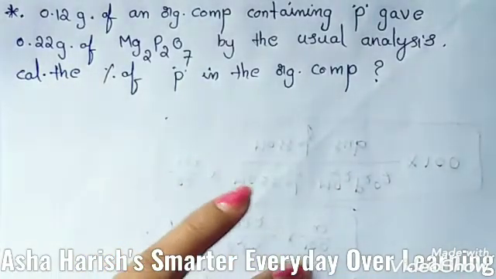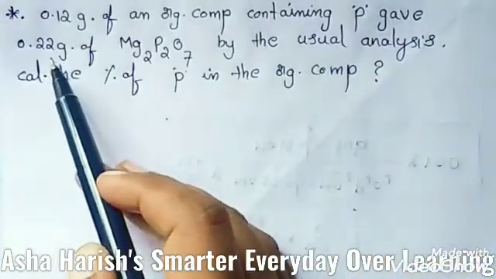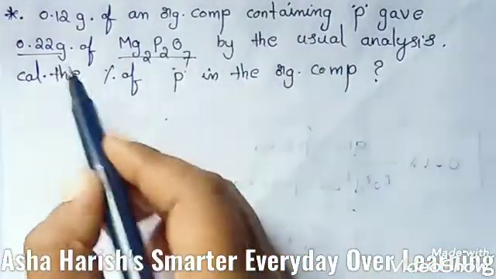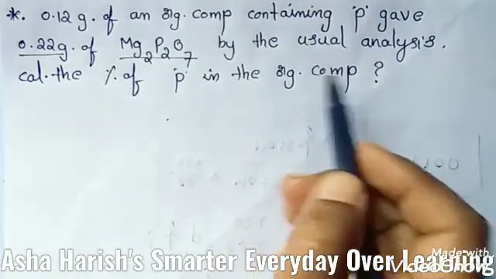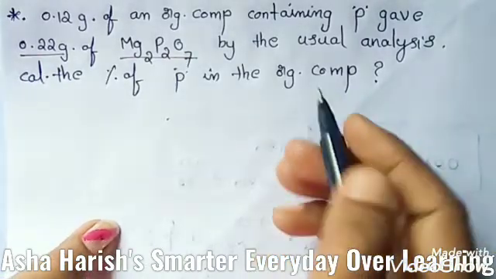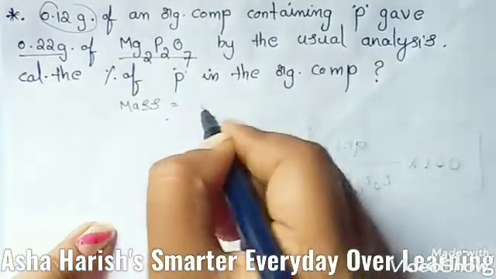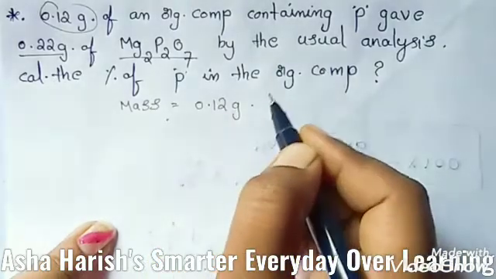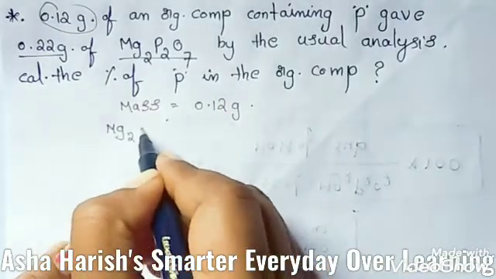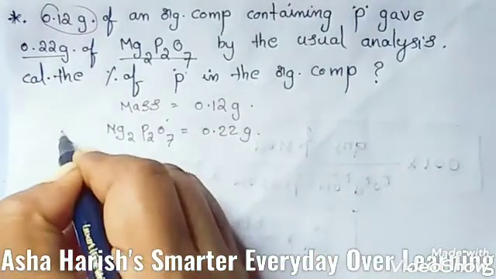Here we have the question. 0.12 grams of an organic compound containing phosphorus gave 0.22 grams of magnesium pyrophosphate by the usual analysis. Calculate the percentage of phosphorus in the particular organic compound. Let's see the solution. The mass of the compound is given as 0.12 grams. Now the mass of magnesium pyrophosphate formed, Mg2P2O7, is 0.22 grams.